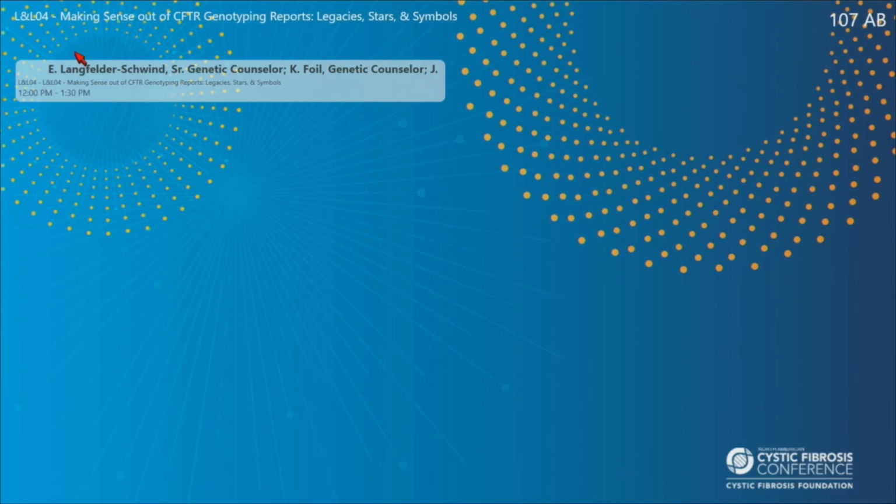Some of it is because there are some variants, including our very favorite Delta F508, that actually have properties of multiple classes. So Delta F is most commonly considered to be a folding variant, so a class 2, but it also has properties of gating variants and conductance variants, classes 3 and 4. And so there are some variants where it's really tough to bin it into one class.